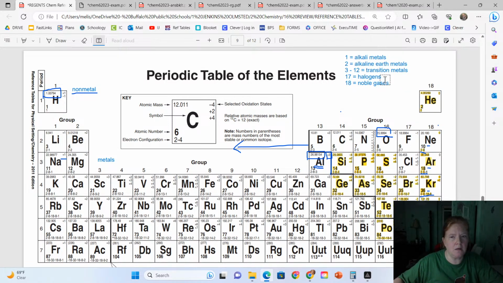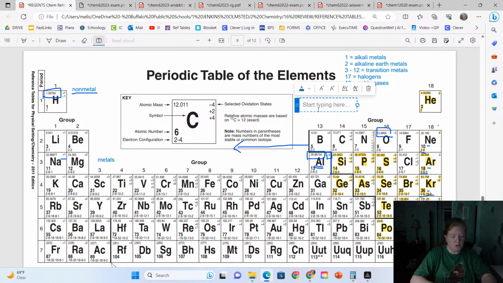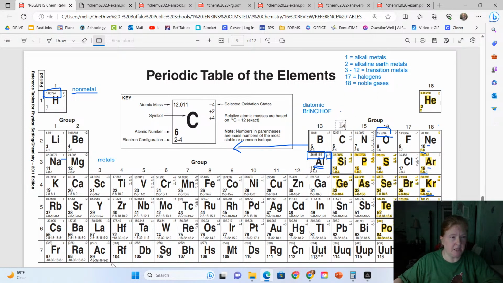So those are the group names to know. You should know the diatomic elements, meaning they're elements that exist as two atoms bonded together. And those are Brinclhof. So bromine, iodine, nitrogen, chlorine, hydrogen, oxygen, and fluorine. Okay, so those are the diatomic elements.